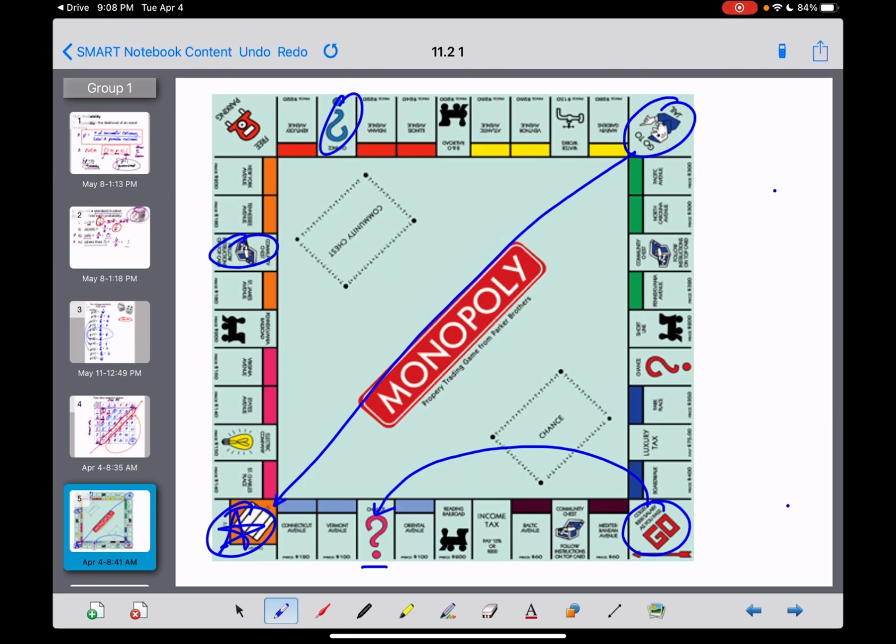So if you were to think about where somebody was going to end up if they were in jail and rolled a 6, that would be St. James. 7 would get you Community Chest. You can't own that one. But an 8 would get you Tennessee.